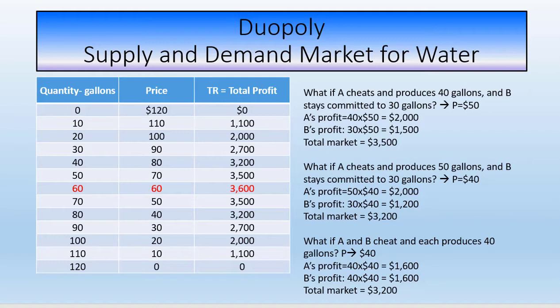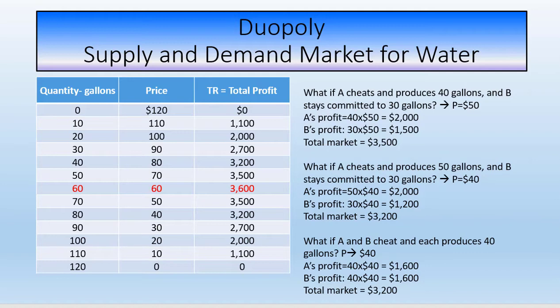Now what happens if A cheats even more and produces 50 gallons and B stays committed? So then the price goes down to $40. Why? Because the total of 50 and 30 is 80 gallons, and at 80 gallons the price is 40. So you hammer out the calculations for the profits of A and B, and A stays at 2,000, so A really doesn't pick up anything. B actually loses a bit more and is at 1,200, and the total market for this industry is only $3,200.